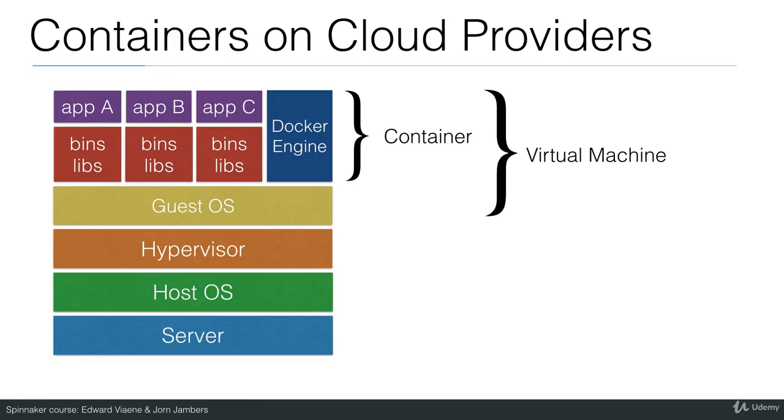This is then an example of running containers on a cloud provider where you still manage your virtual machine, a minimal machine that just has the Docker engine and then runs your apps A, B, and C within containers. If you run Kubernetes, the guest operating system contains Kubernetes and the Docker engine, and then you only really interact with Kubernetes to spin up these applications.